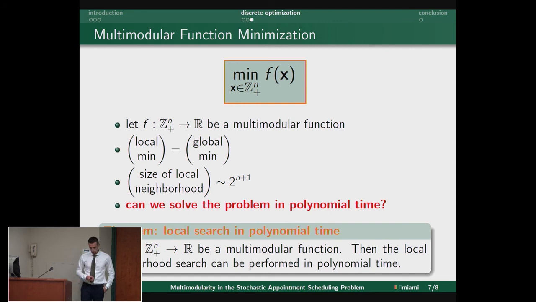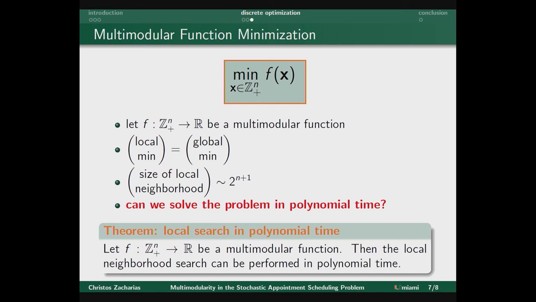So we have shown that the appointment scheduling problem possesses discrete convexity properties. We know that a local minimum is a global minimum, so we can solve the problem, but we also know that the size of the problem grows exponentially fast, which is problematic when it comes to solving large, meaningful instances of the optimization problem. So the question we pose is the following: can we solve the problem in polynomial time? Can we solve this problem more efficiently? And the answer is yes.